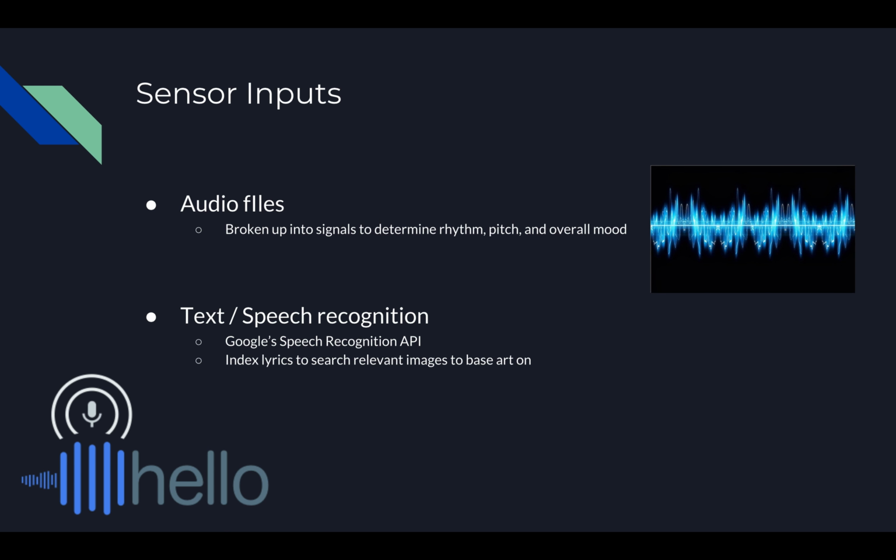To do this, my group plans to incorporate two sensor inputs. The first is going to be an audio file. This audio file will be broken up into signals in order to determine the volume, rhythm, and tone. The next input we plan to use are the song's textual lyrics. We plan to use Google's speech recognition API, which will process a singer's words and help the system interpret the song better.